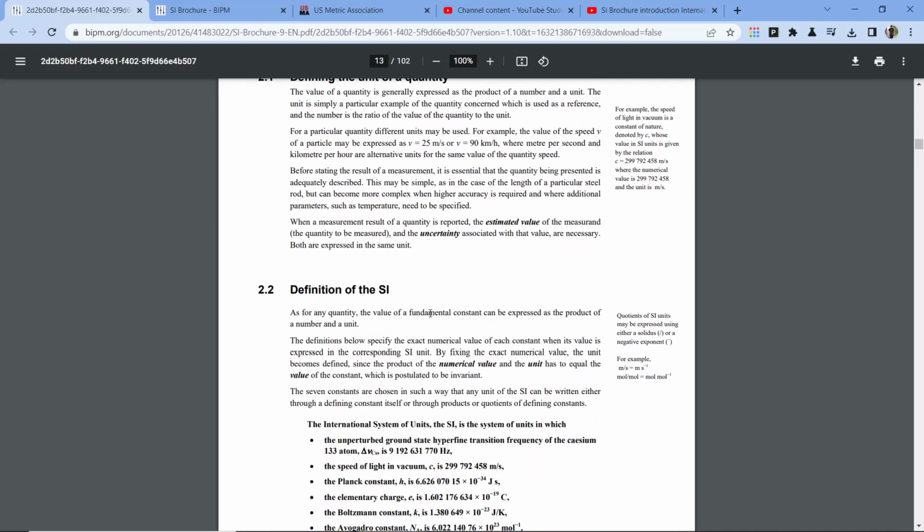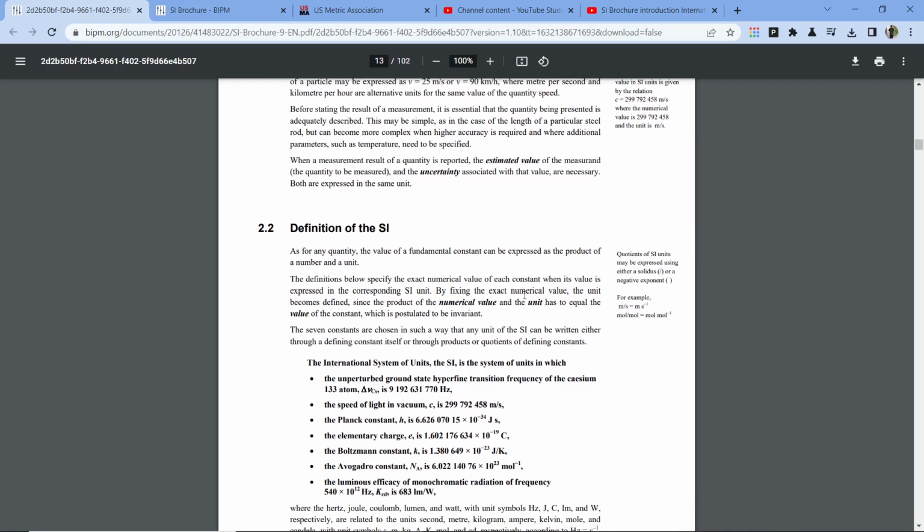As for any quantity, the value of a fundamental constant can be expressed as the product of a number and a unit. The definitions below specify the exact numerical value of each constant when its value is expressed in the corresponding SI unit. By fixing the exact numerical value, the unit becomes defined, since the product of the numerical value and the unit has to equal the value of the constant, which is postulated to be invariant. The 7 constants are chosen in such a way that any unit of the SI can be written either through a defining constant itself or through products or quotients of defining constants.